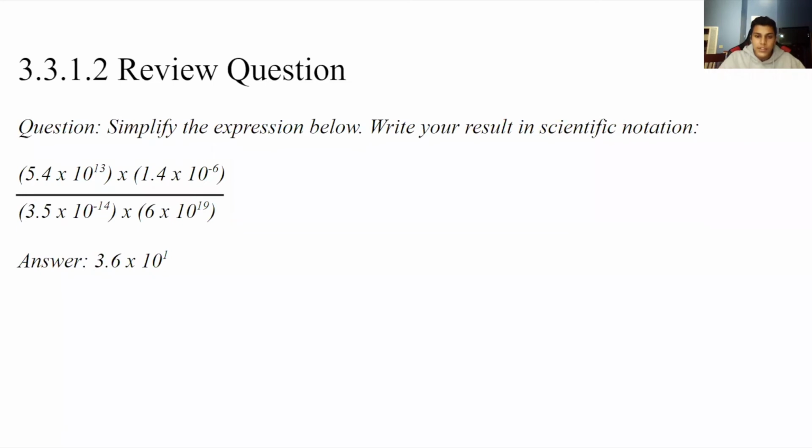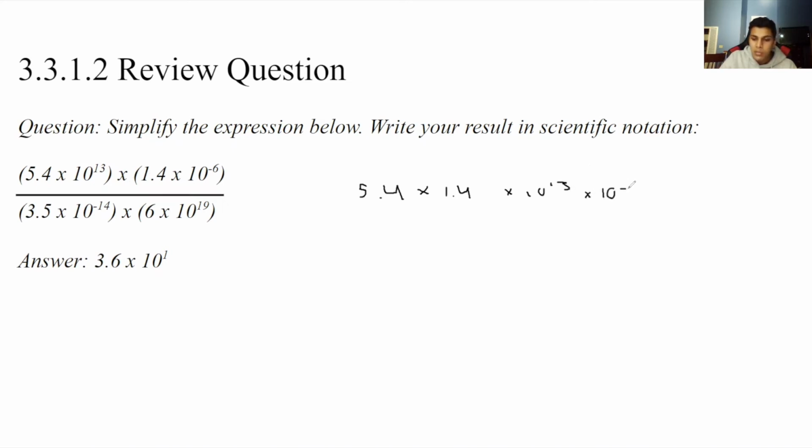So the correct answer to this question was 3.6 times 10 to the power of 1. And this was actually a difficult one, but I'll show you how to solve this question. So first I want to simplify the numerators and denominators. I have multiplication of scientific notations in both of them, and I know how to simplify that, right? So 5.4 times 10 to the 13 times 1.4 times 10 to the negative 6 can be written as 5.4 times 1.4 and then times 10 to the power of 13 times 10 to the power of negative 6.